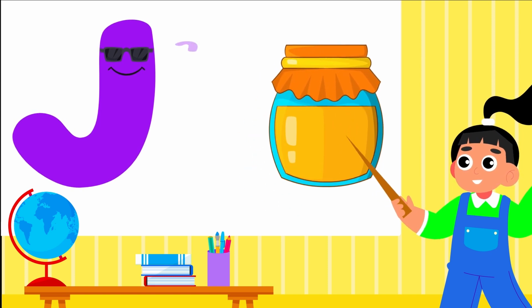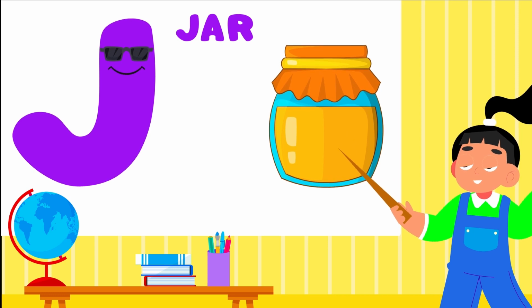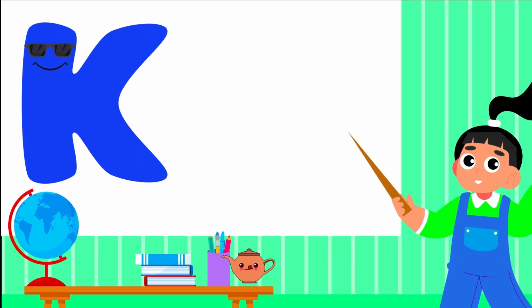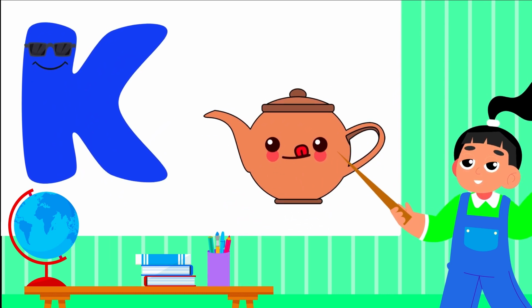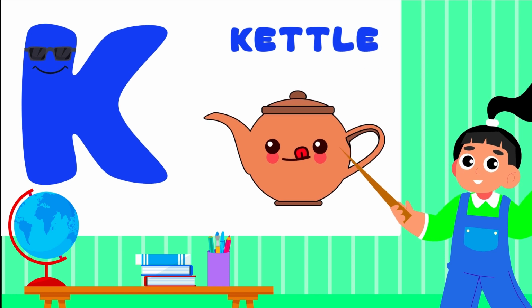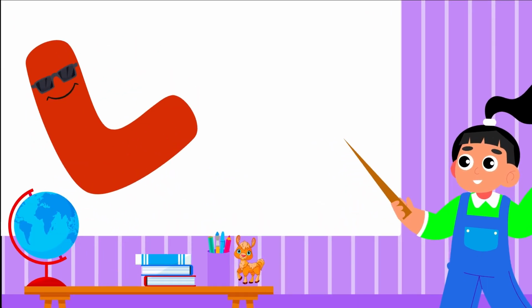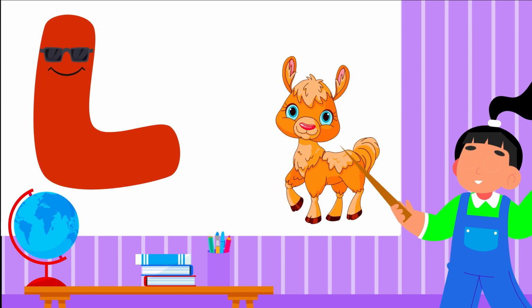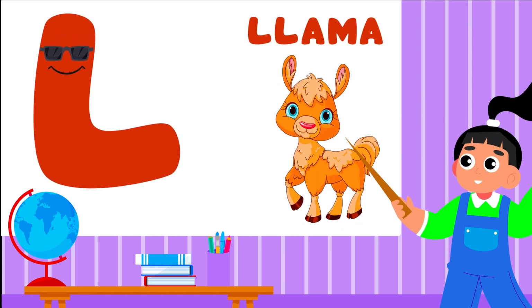Jar. J is for jar. K. Cattle. K is for cattle. L. Llama. L is for llama.